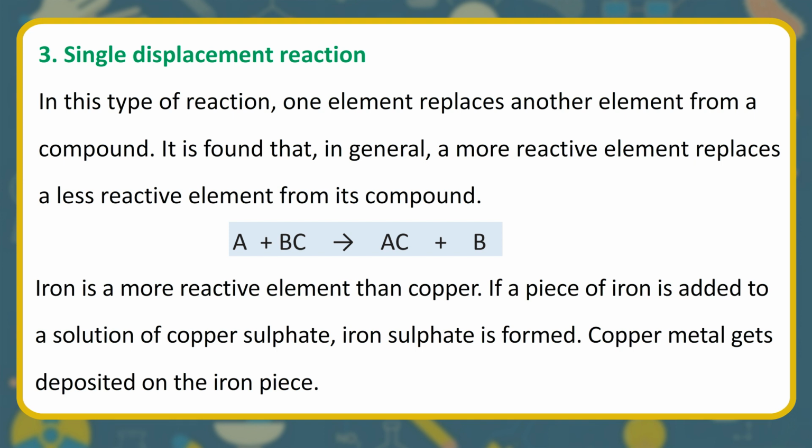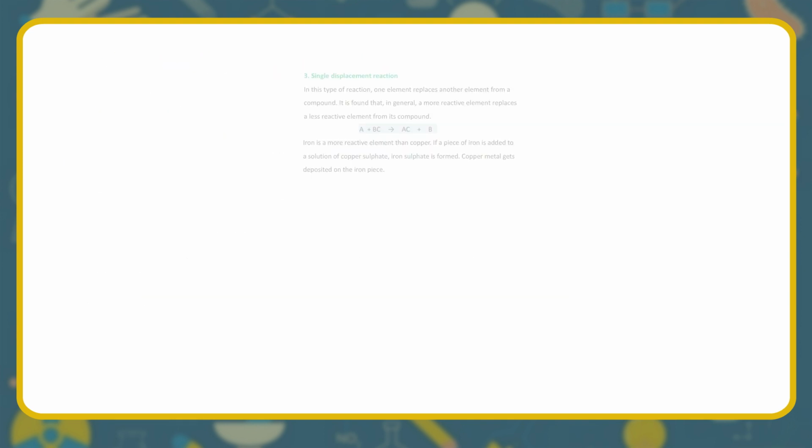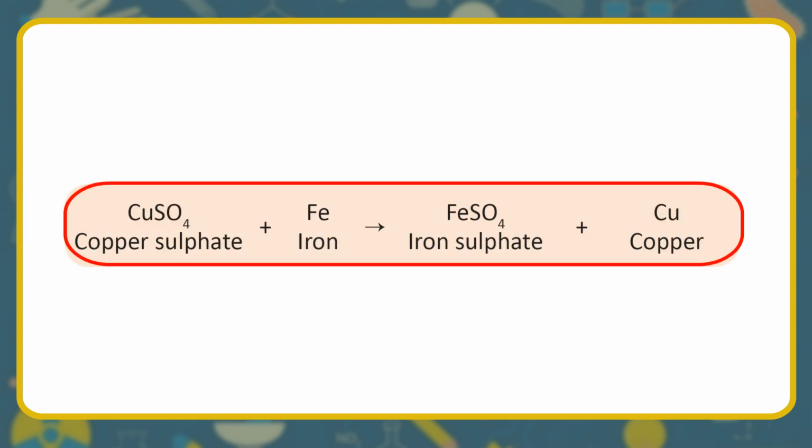Iron is a more reactive element than copper. If a piece of iron is added to a solution of copper sulfate, iron sulfate is formed. Copper metal gets deposited on the iron piece. CuSO4, copper sulfate, plus Fe, iron, gives FeSO4, iron sulfate, plus Cu, copper.